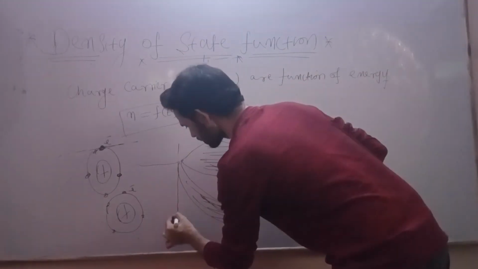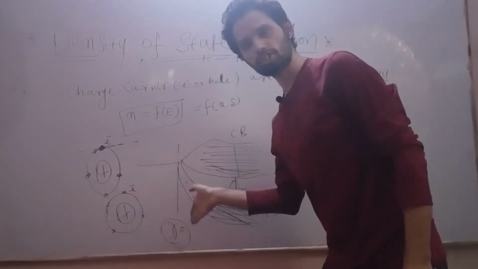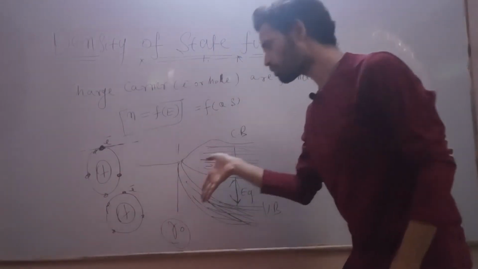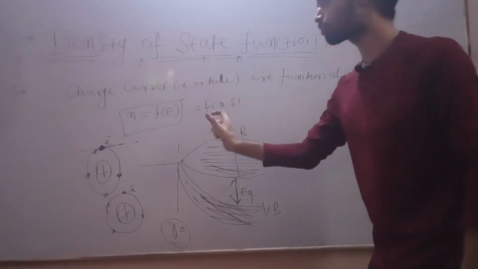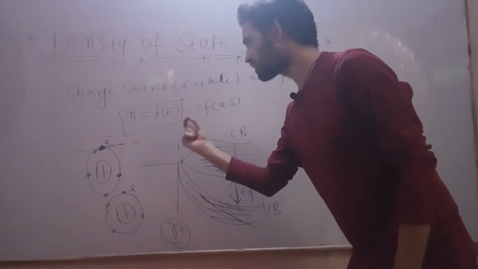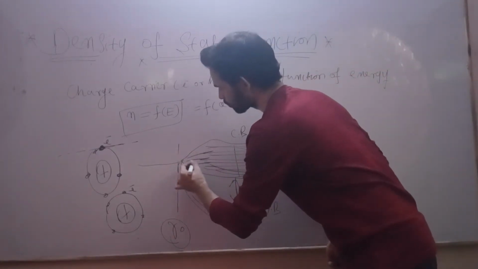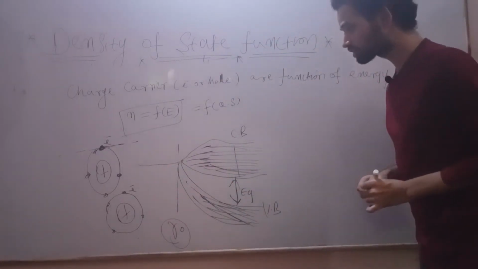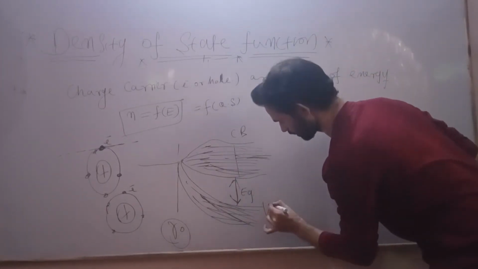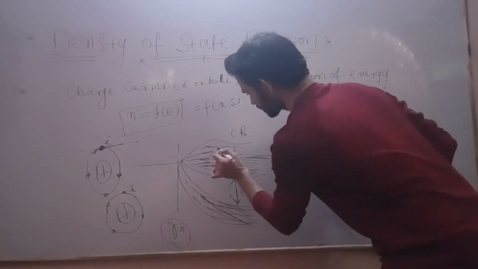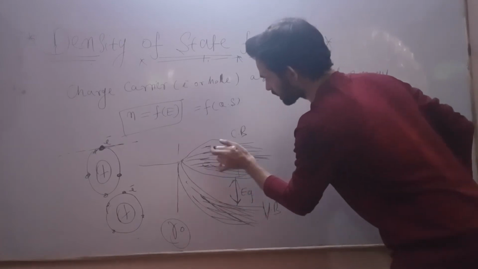This happens approximately at what distance? Interatomic distance. So when the atoms come very close to each other during the formation of solid or crystal, the discrete energy levels get split into bands of allowed energy and forbidden energy. This is my conduction band, this is my valence band. These are discrete energy levels, so these are allowed energy bands.